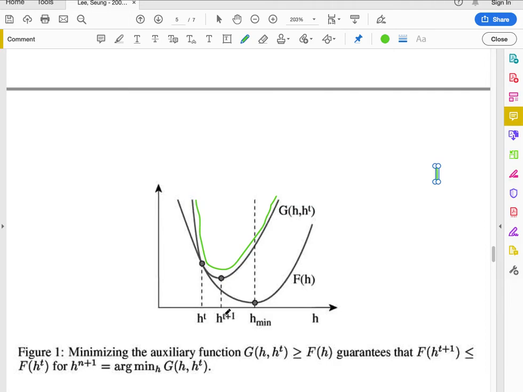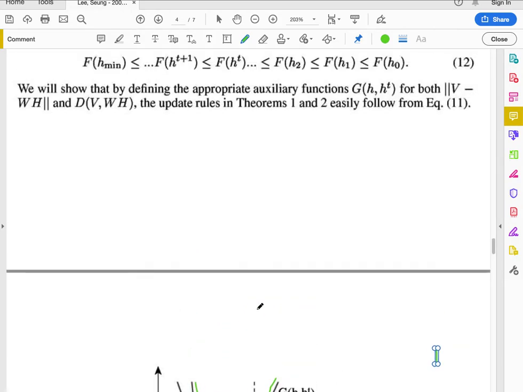And then you set this HT plus 1, go back to your F, construct another auxiliary function, optimize over that auxiliary function, you again improve over F. In this way, you keep going until you hit the point where G and F, basically, where the slope of G is also 0 and F is also 0. Basically, when your G cannot improve any further, and at that point F also cannot improve any further, right?